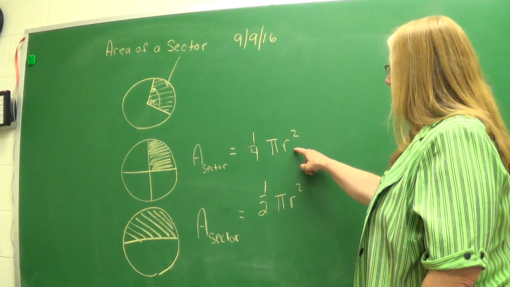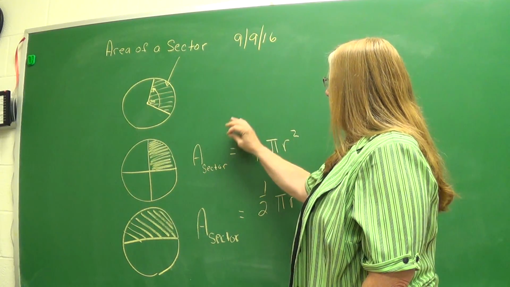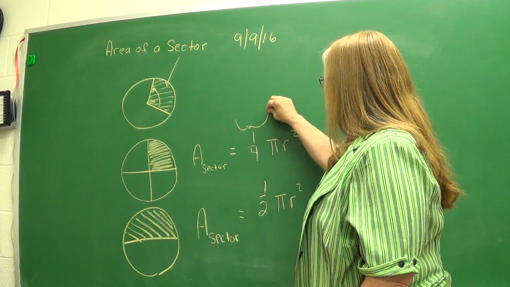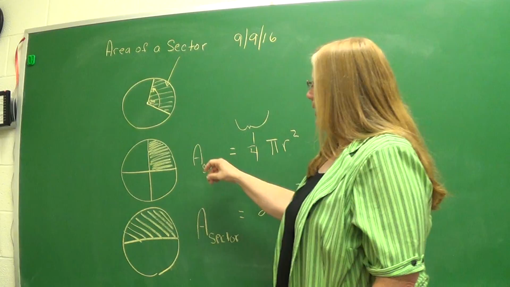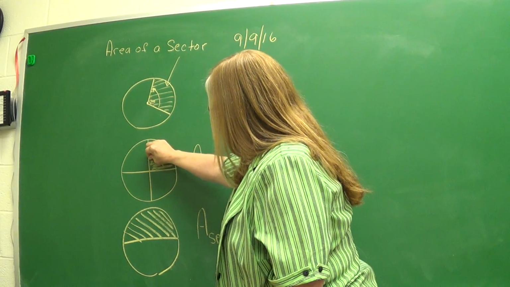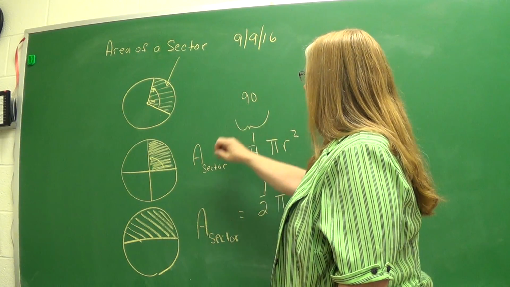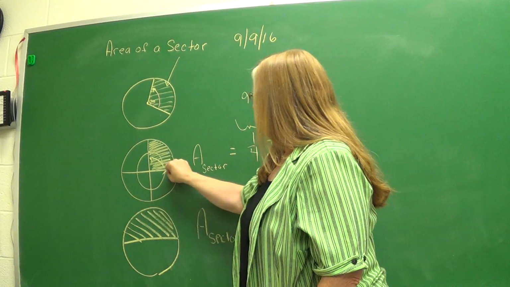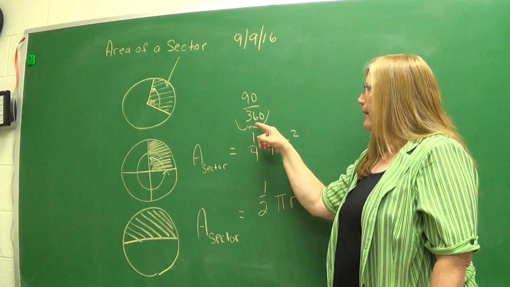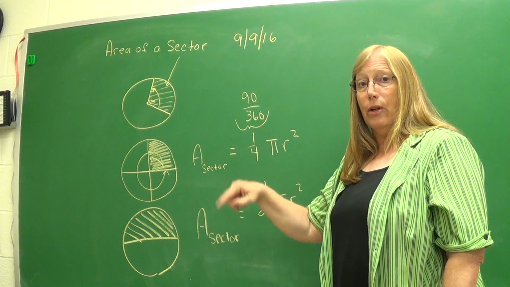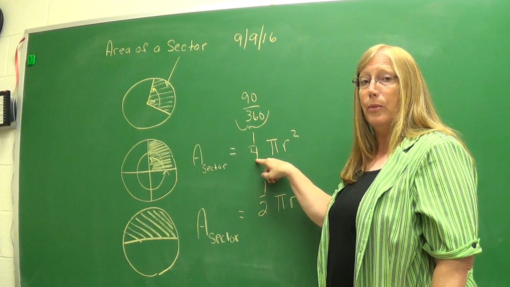Let's go back to this one and then revisit this one as well. Another way to find this, when it's not as obvious what the fraction would be, is to think of it like this. How many degrees is it from here to here? It is 90. And how many is it to go all the way around? 360. So do you see that the degree of the sector divided by the degree of the whole circle will give you the same fraction. 90 over 360 reduces to 1/4.